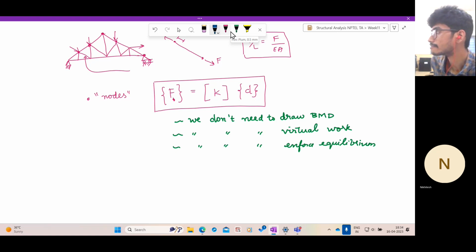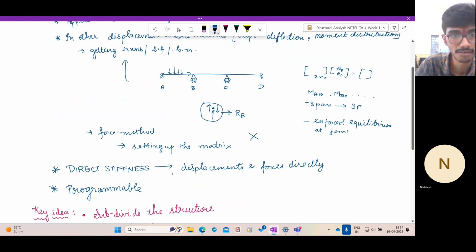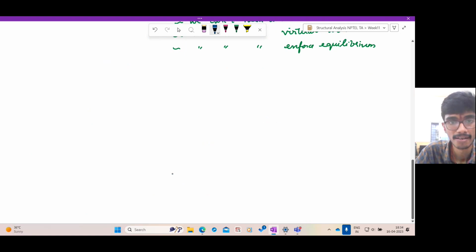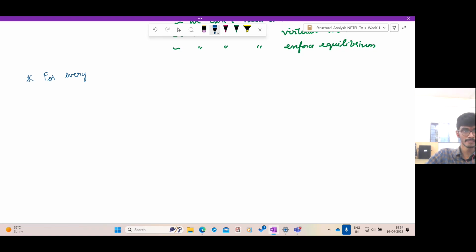Now, what are the ideas involved? Before we get to the procedure for solving the problem by this method, let us look at some of the ideas that are involved. So as I said, for every element or member, you can use it interchangeably in this course. Later on, it will become very specific. So for every, let me call it member only, you get the force displacement relations.